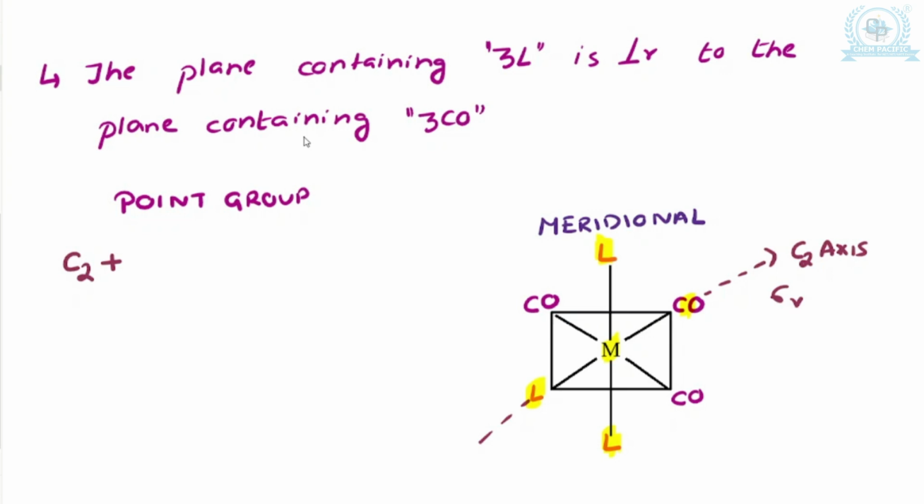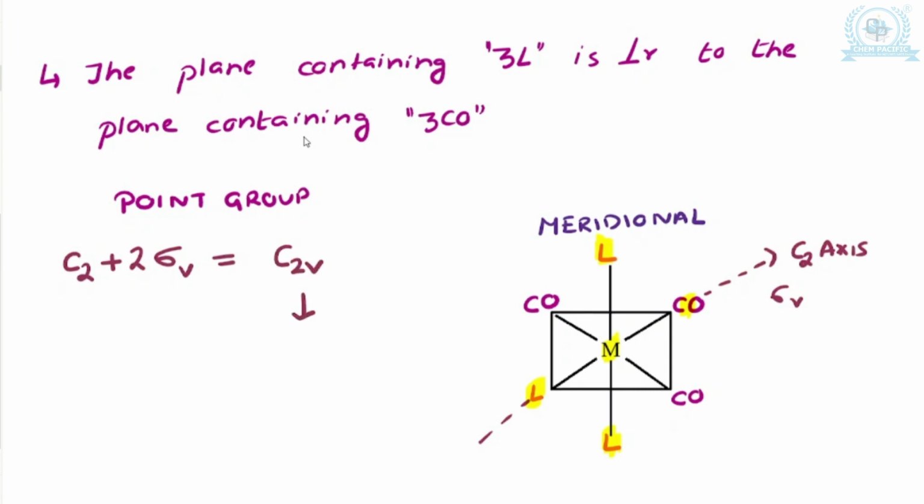ठीक है? So this will be containing the atoms. So definitely हमें क्या मिल गया? हमें मिल गया एक और सिग्मा वी प्लेन. ना एक सिग्मा वी प्लेन जब आपको मिल ही जाता है, यू नो आपके पास टोटल 2 sigma v plane, so the total point group will be C2V.